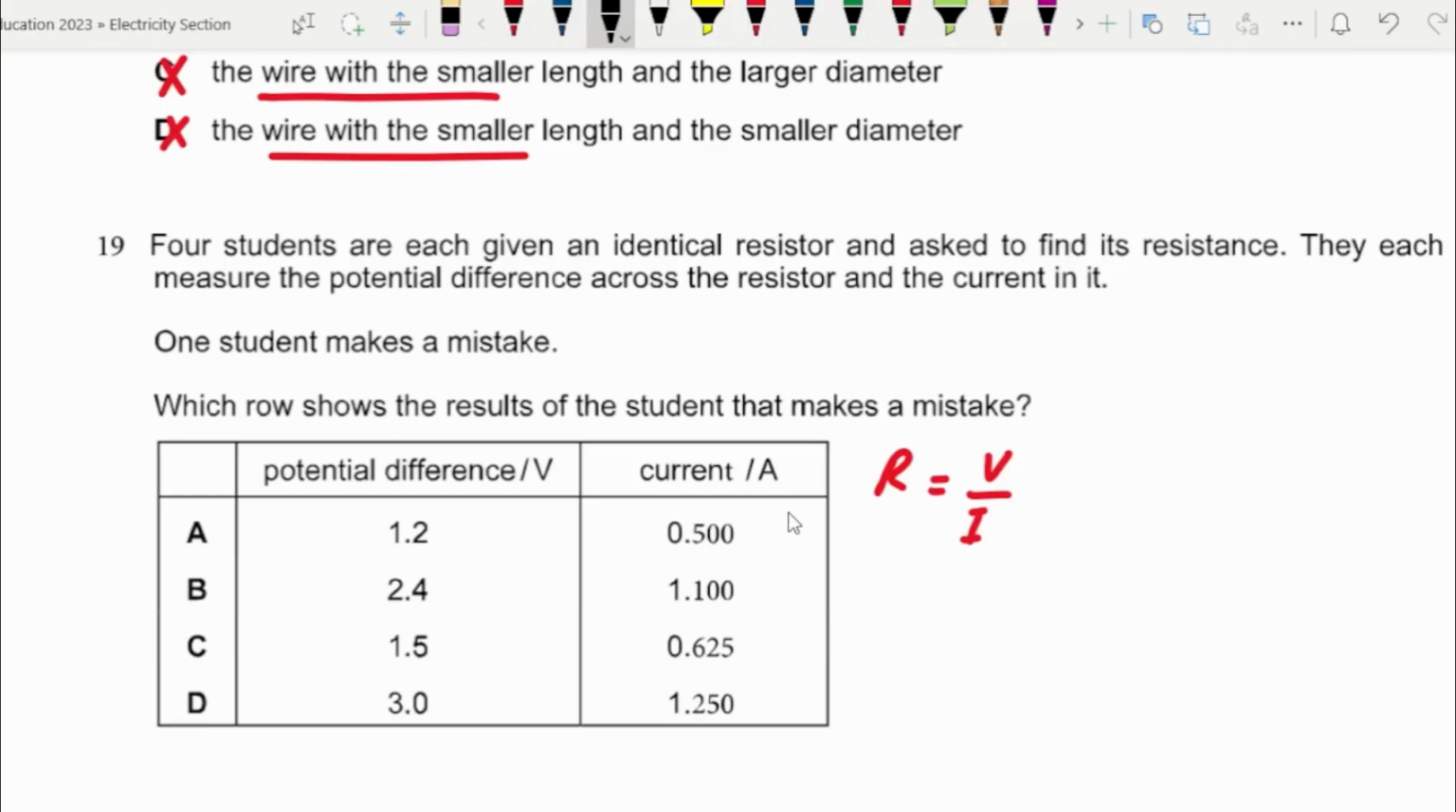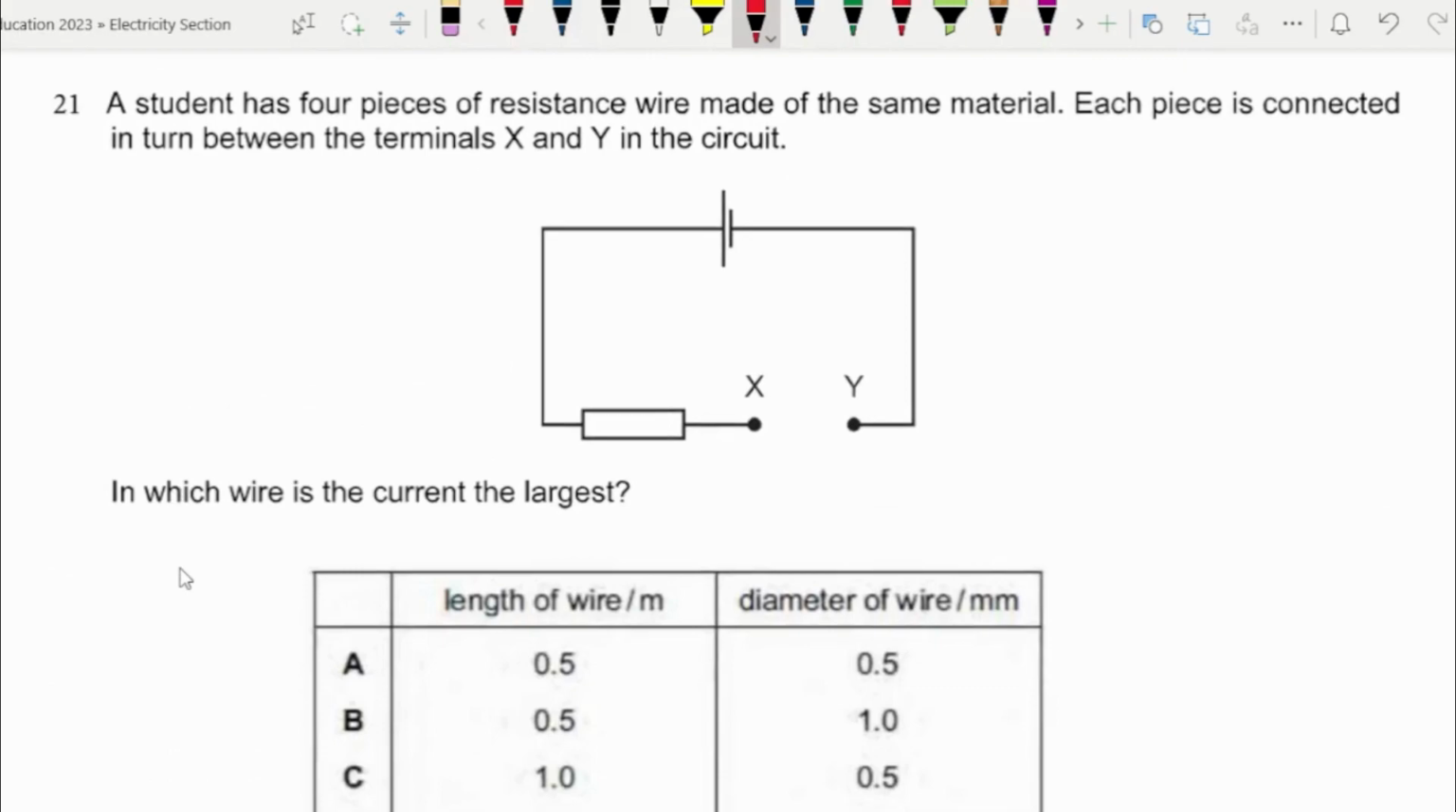So do it for the first one. Like for the first one, what you can do is 1.2 divided by 0.5. It would be doubled, and that would be 2.4. Then do it for the second one, do it for the third one, do it for the fourth one. Whichever one of these is different would be the one that is the result of the student that makes a mistake, because the resistance has to be the same as the resistors were identical. Take electricity, we're skipping for a moment.